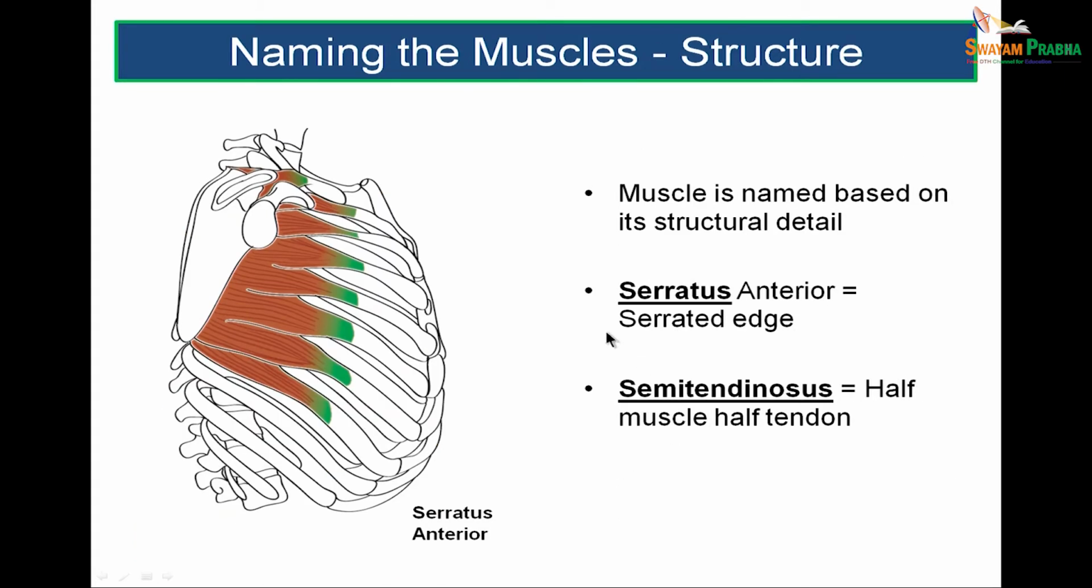Naming muscles based on their structure. Here we see this muscle having digitations like a saw-toothed, serrate appearance. So, this muscle is aptly called serratus anterior, meaning serrated edge. Similarly, there is a muscle called the semitendinosus in the posterior side of the thigh. It is half muscle, half tendon, and hence the name.